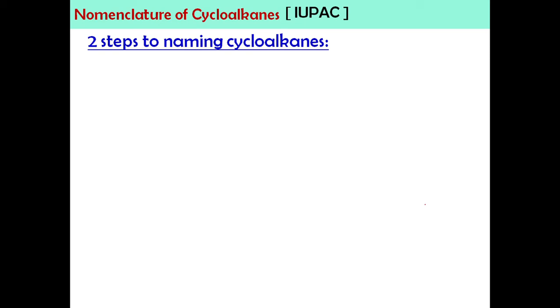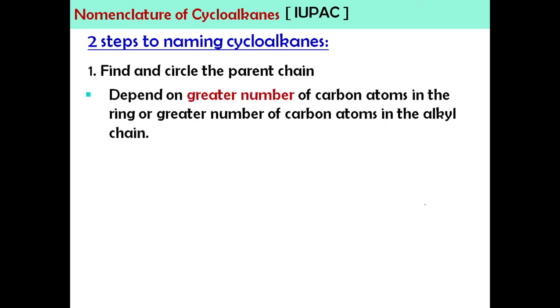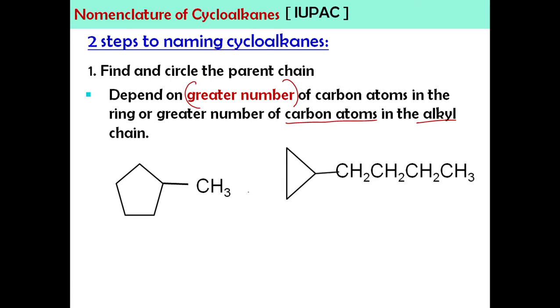Okay. For the naming, we still follow IUPAC system. So, untuk cycloalkanes ada 2 step sahaja. Iaitu yang pertama, masih kita kena cari parent chain. So, parent chain depends on the greater number of carbon atoms in the ring or greater number in the carbon atoms of alkyl chain. Okay, contoh, I have 2 compounds like this. Okay, both are alkane. So, ini ada cyclic, ini pun ada cyclic juga. Jadi, sekarang kita nak tentukan mana satu akan jadi parent.